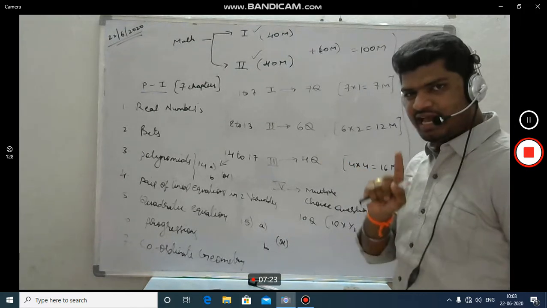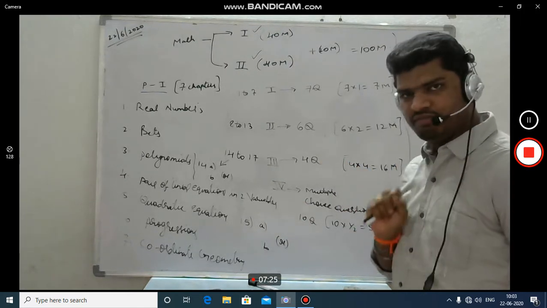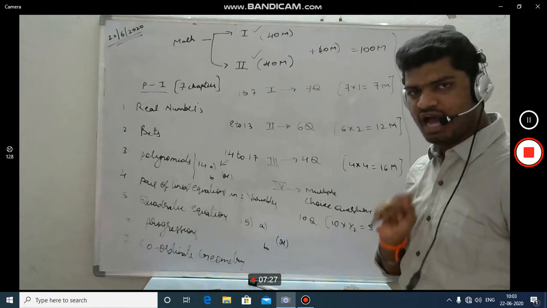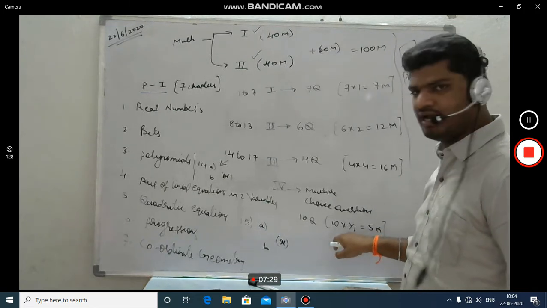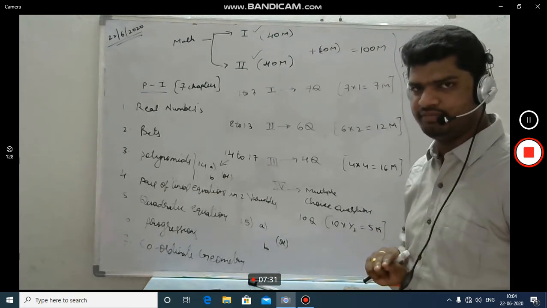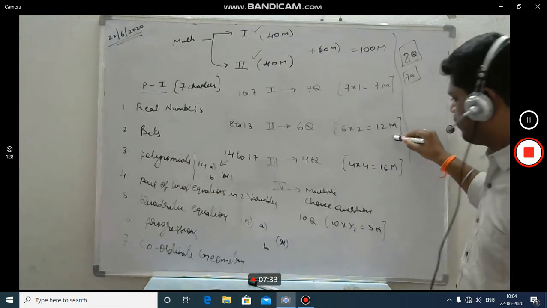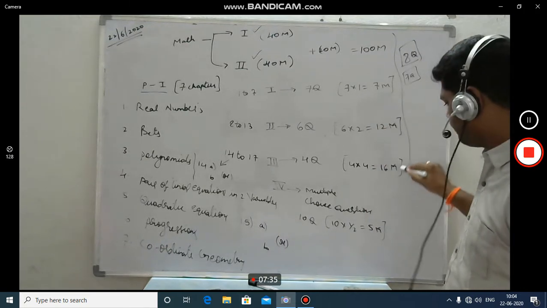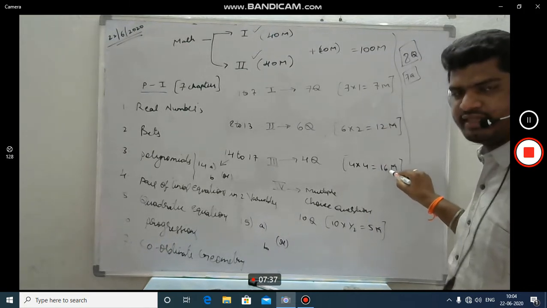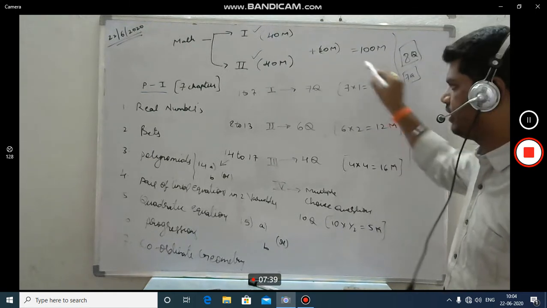Section 3 carries 4 marks each, and in section 4 you have multiple choice questions, each carrying half a mark. We don't have any choice in the multiple choice. All 10 questions you need to attempt. So 7 plus 12, 19. 19 plus 16 you will get 35. 35 plus 5 it is 40 marks.